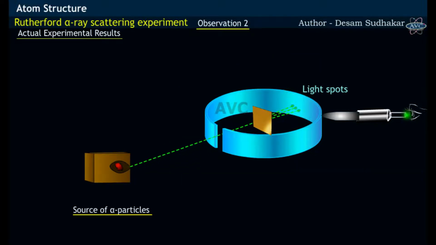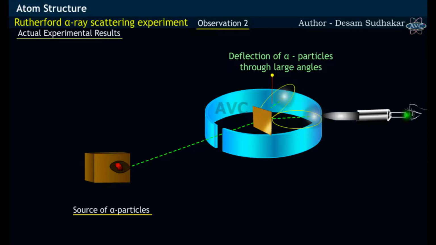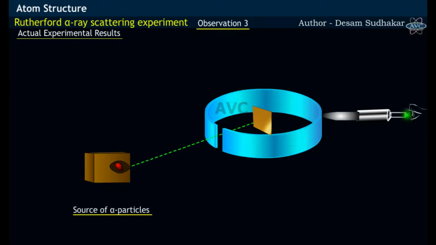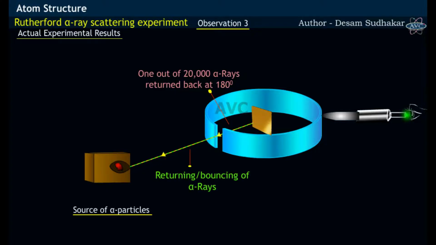In his second observation, Rutherford noticed that only a few of the alpha particles are deflected through large angles, as shown. Surprisingly, in his third observation, Rutherford noticed that only 1 out of 20,000 alpha ray particles deflected or bounced back along the path of the emitted alpha rays, at an angle of 180 degrees.